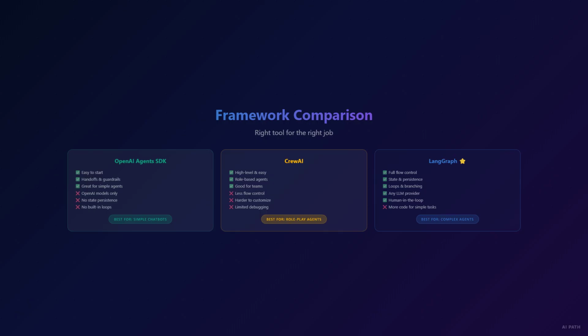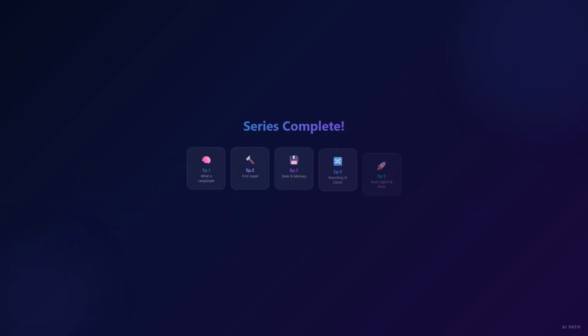LangGraph is the most flexible. It gives you full control over state, routing, loops, and persistence. It works with any LLM. But that flexibility means more code for simple tasks. My recommendation, use the right tool for the job. Simple chatbot? OpenAI SDK. Complex stateful agent? LangGraph. And that's a wrap on our LangGraph series.